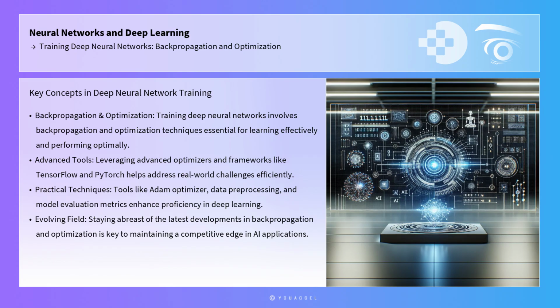In conclusion, training deep neural networks is a process that intricately involves backpropagation and optimization techniques. These methods are essential for ensuring that neural networks learn effectively and perform optimally. By leveraging advanced optimizers and modern frameworks like TensorFlow and PyTorch, practitioners can address real-world challenges more efficiently. Practical tools and techniques such as Adam Optimizer, data preprocessing, and model evaluation metrics play a crucial role in enhancing proficiency in deep learning.